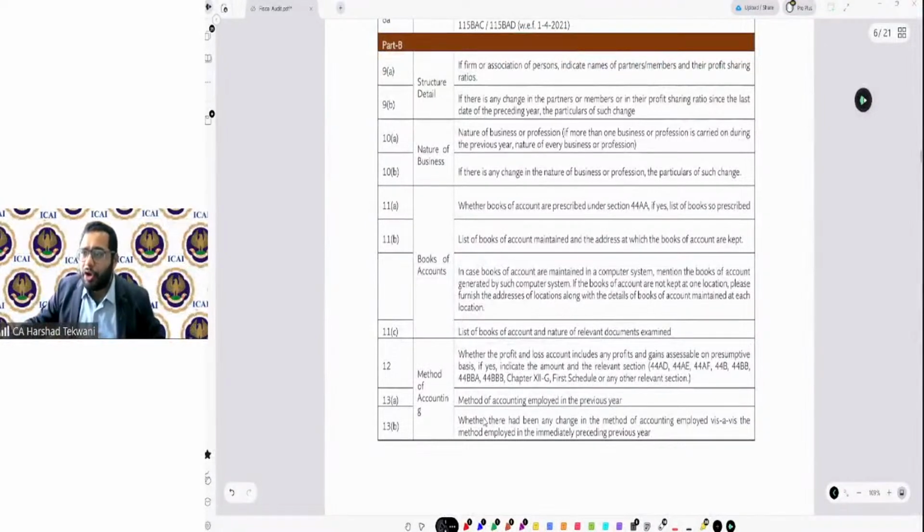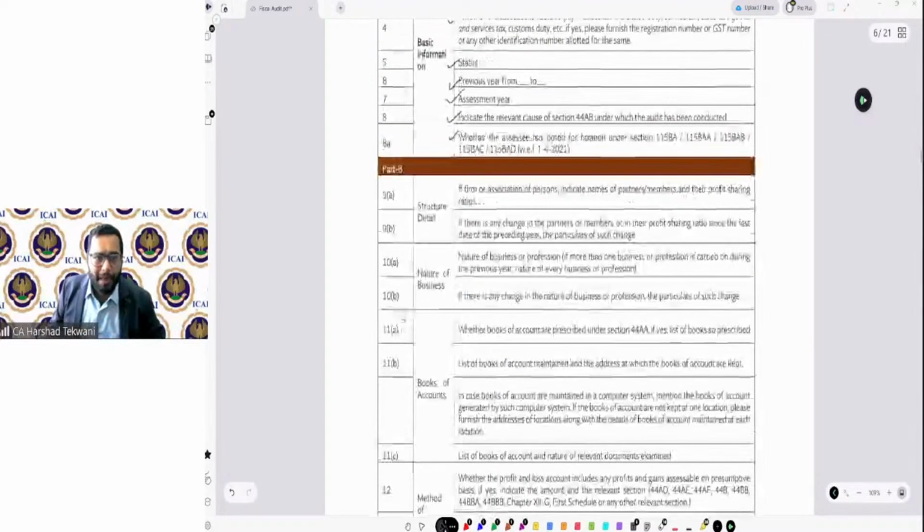Part B contains all the details that require a lot of understanding and section involvement and everything. Now when I talk about part B, let's start part B.